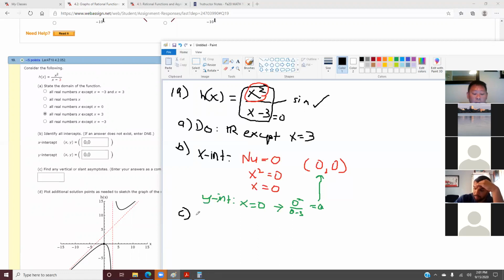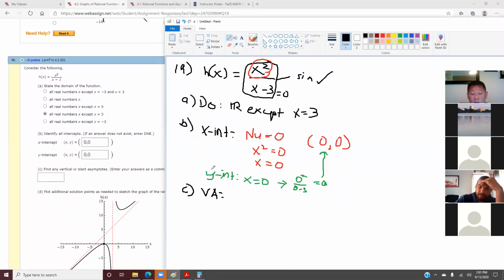Now you have to find your vertical asymptote. VA is short form for vertical asymptote. You can also do that in your test, and HA and SA for horizontal or slant. In order to do this, you set your denominator equal to 0. We already did it: x minus 3 equals 0, so x equals 3. This is how you do your vertical asymptote.